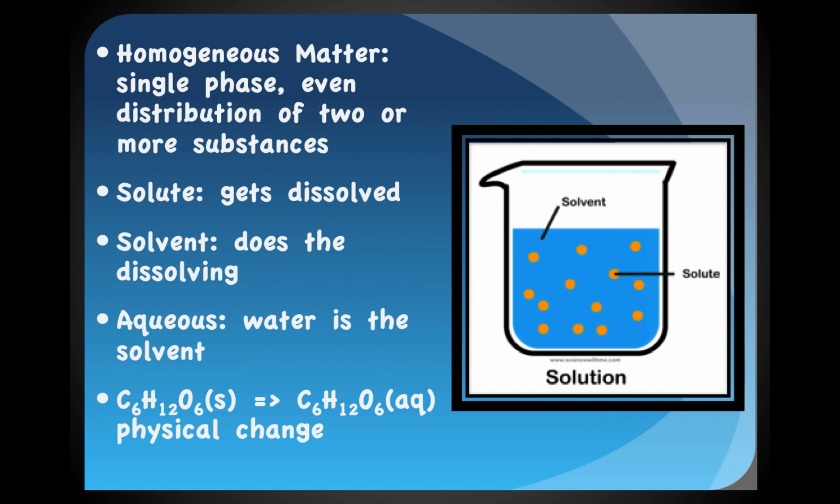This last equation shows the dissolving of glucose. You can see that the dissolving of glucose is a physical change. Dissolving does not change the chemical composition of a substance. Glucose does not change into another compound when it dissolves. It only changes its physical state. It is going from glucose solid to aqueous glucose, which means it's dissolved in water. This is just a physical change.